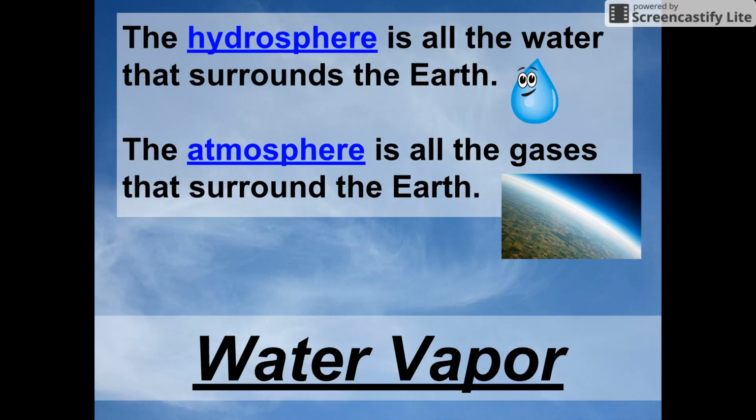Now that we know the difference between the hydrosphere, which is all the water that surrounds the Earth, and the atmosphere, which is all the gases that surround the Earth, let's talk about water vapor. Now, water vapor is a tricky one because it is a form of water and it is also a form of gas. So which layer does water vapor belong to, the hydrosphere or the atmosphere? Well, the answer is both.